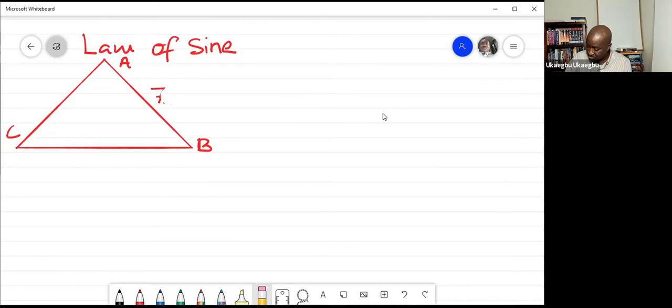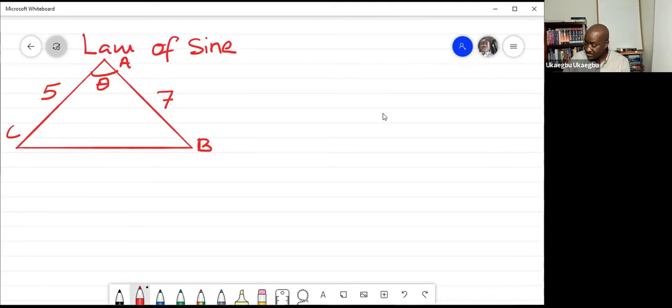So let's just say this one is 7. It works both for small numbers and large numbers. So let's say this is 7 and this is 5. We don't know this angle, so we can call it theta.